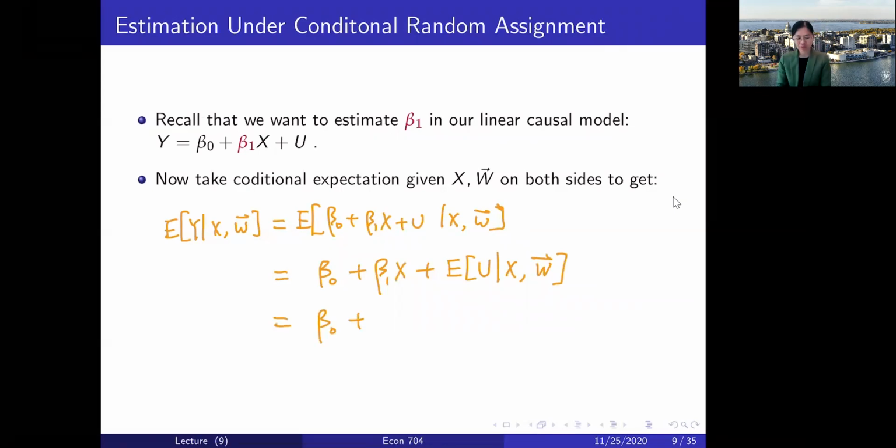But now we're going to use the conditional random assignment assumption. Conditional random assignment implies that conditional on W, X no longer matters for U. So therefore, X can drop out of this conditioning set.